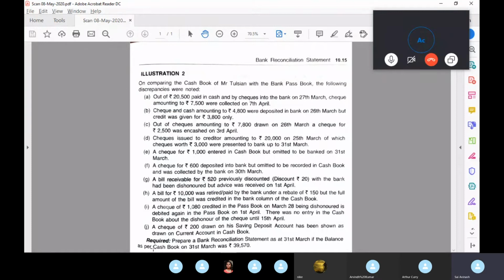The moment we talk about a bank reconciliation statement, we are completely talking about explaining the differences between the bank balance in our books and the bank's balance. We know the balance as per our books was 39,570. So what has happened on 27th March? We have deposited 20,500 into our bank, both cash and checks. Out of that, checks amounting to 7,500 were collected on 7th April.